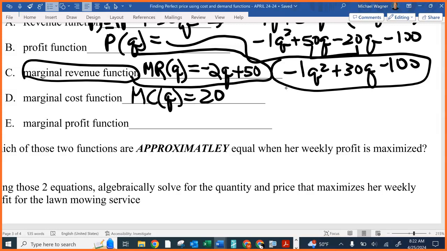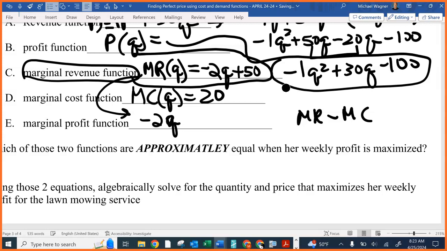Marginal profit. Now for that part, we're going to take the marginal revenue minus marginal cost. Well, we have marginal revenue right there. So it's going to be negative 2Q plus 50 minus 20, or negative 2Q plus 30. That's marginal profit. So we just subtract those two from each other.